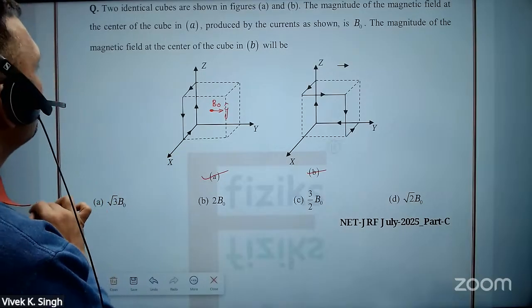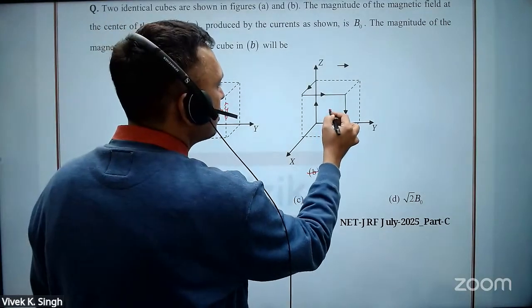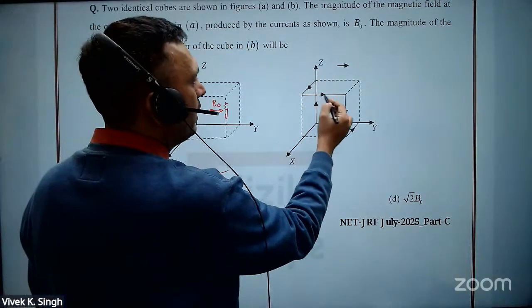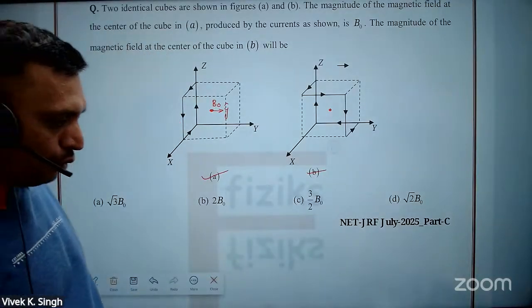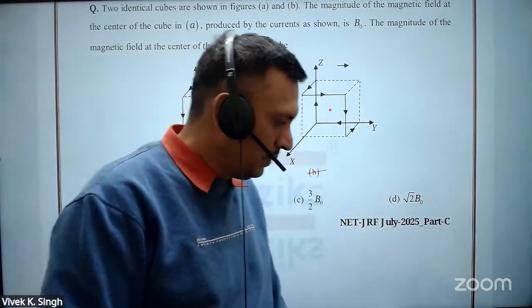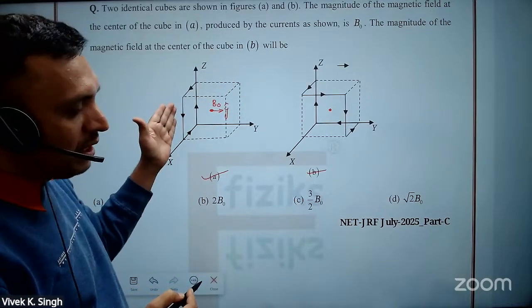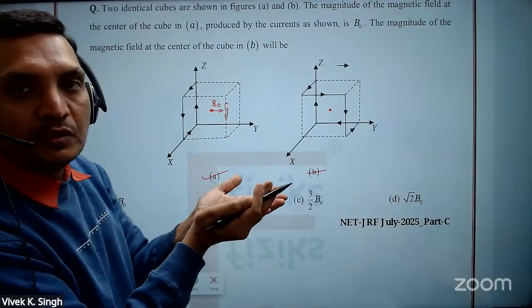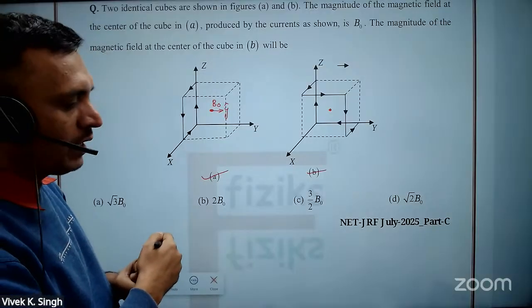Now the magnitude of the magnetic field at the center of the cube. In this case, what will be the magnetic field when current is flowing in this way? So now we will use the symmetry of the problem. We will consider similar loops, and if you superimpose these three loops, you will get this particular symmetry. So what are the loops?